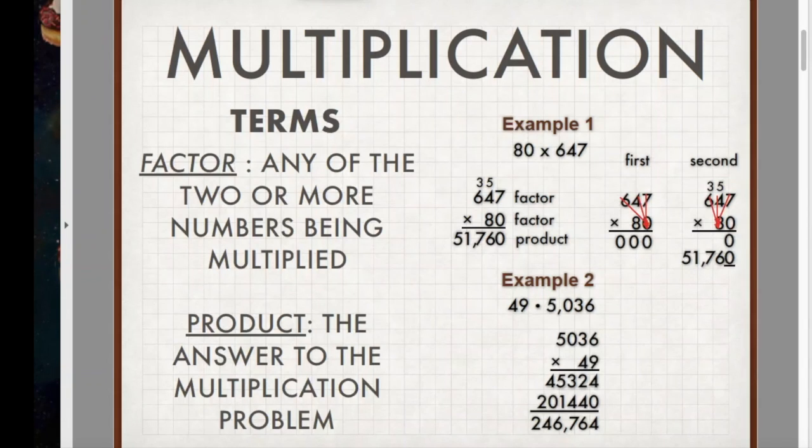If we go ahead and look at the second example, 5,036 times 49, 5,036 goes on top. 49 goes below that. We go ahead and multiply 6 times 9, 3 times 9, 0 times 9, 5 times 9. Then we move to a second level, 6 times 4, 3 times 4, 0 times 4, and 5 times 4. And then we get the product.